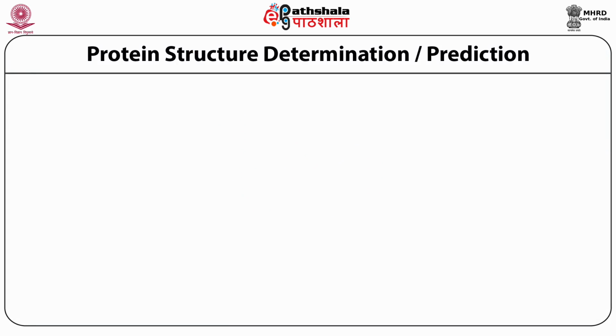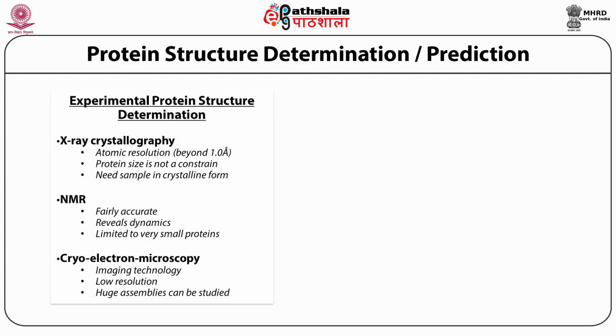Before we start to study the structure prediction methods, it is important to know the difference between experimental structure determination and structure prediction. To experimentally determine the three-dimensional structure, we can use X-ray crystallography, which provides molecular structure at the atomic level, or NMR spectroscopy, which gives the dynamic behavior of the molecule in addition to the three-dimensional structure. Or we can use electron microscopy, by which we can explore the structures of huge molecular assemblies and complex structures.